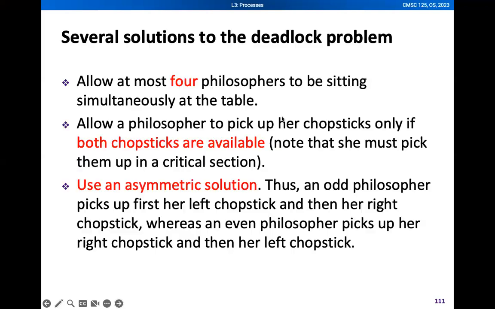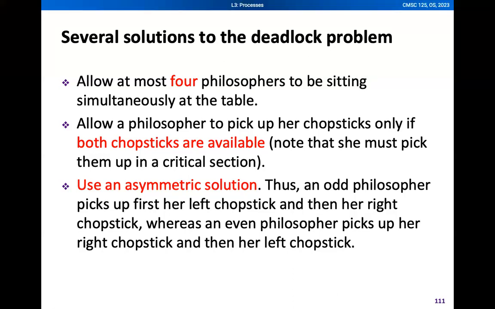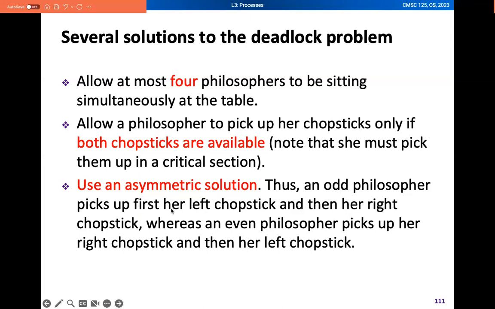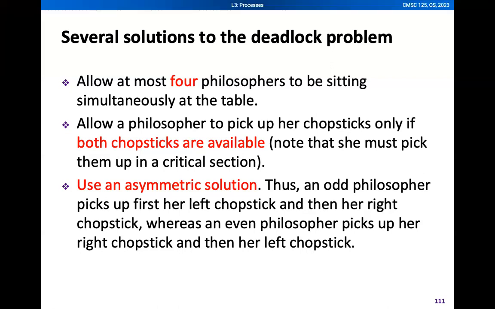So how can we avoid this deadlock? There are several solutions to the deadlock problem. We can allow at most 4 philosophers to be sitting simultaneously at a table, or we can allow a philosopher to pick up her chopstick only if both chopsticks are available. And we can use an asymmetric solution. Thus, an odd philosopher picks up first her left chopstick and then her right chopstick, whereas an even philosopher picks up her right chopstick and then her left chopstick.